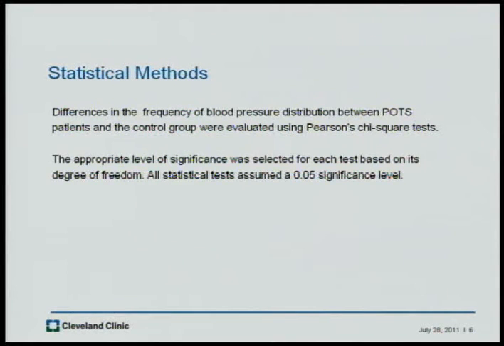In terms of statistics, differences in the frequency of blood pressure distribution between POTS patients and the control group were evaluated using Pearson's chi-squared test. The appropriate level of significance was selected for each test based on its degree of freedom. All statistical tests assumed a 0.05 significance level.